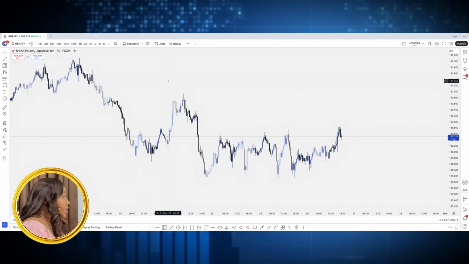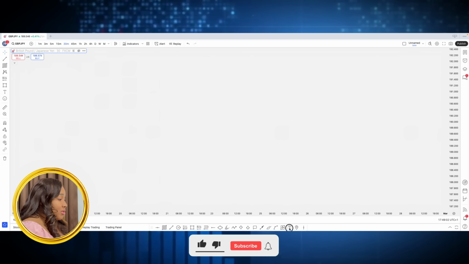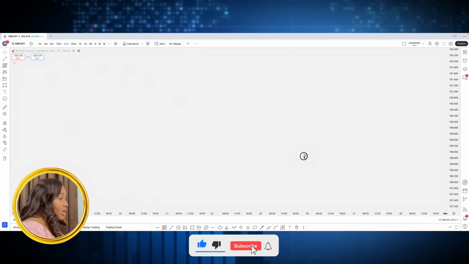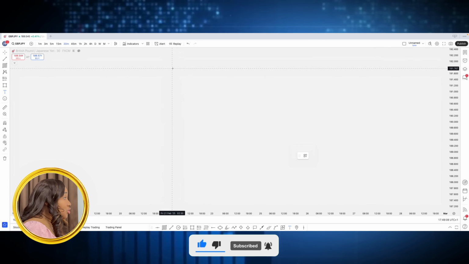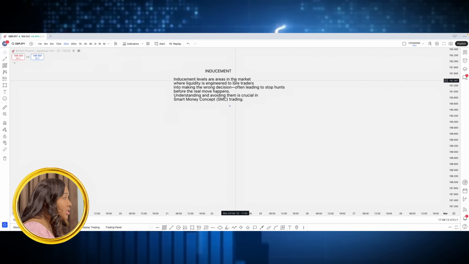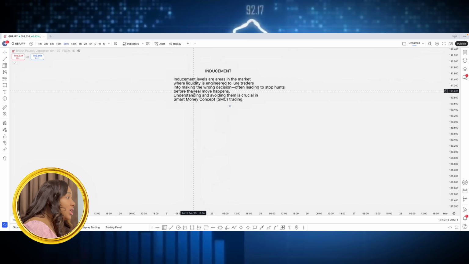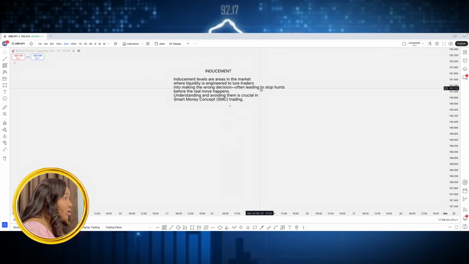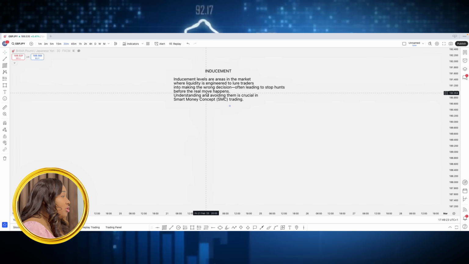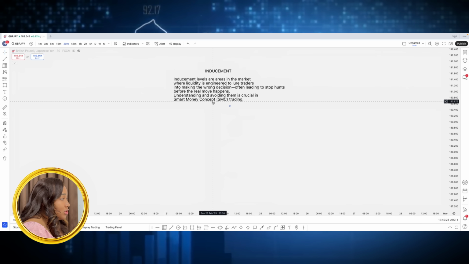All right, traders, we're going to start today by pointing out the meaning of inducement first. I've been able to draft out a quick explanation on what inducement means, and this is what we have here. Inducement levels are areas in the market where liquidity is engineered to lure traders into making wrong decisions, often leading to stop hunts before the real move happens. Understanding and avoiding them is crucial in smart money concept trading.